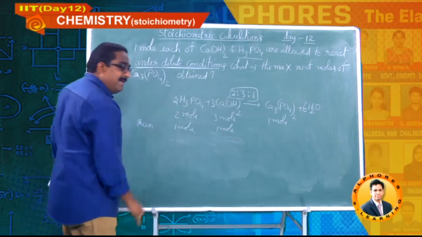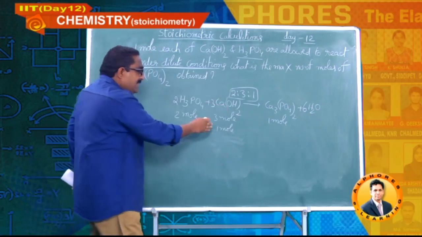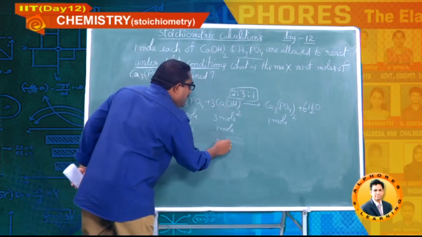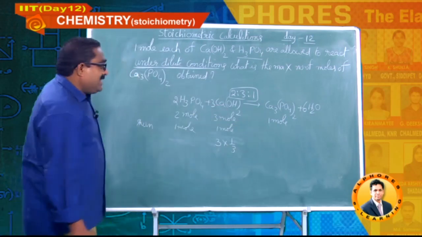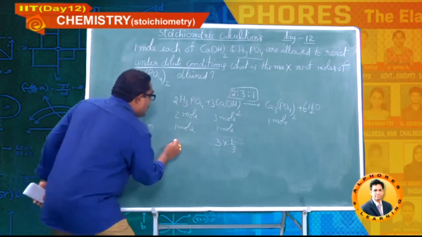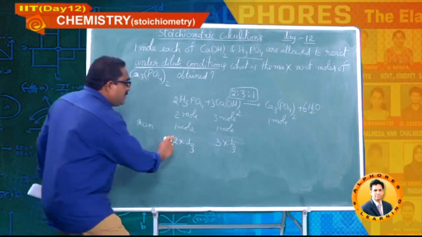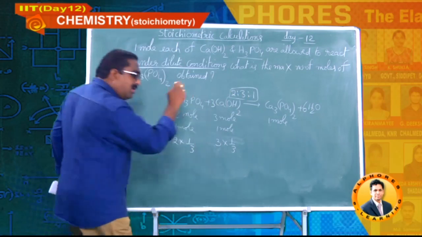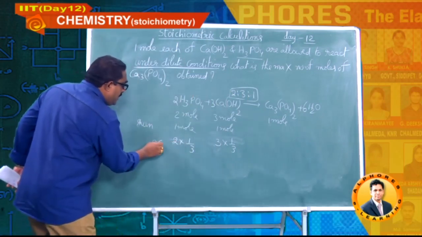Now, see what I will do. I will start with this. Let us check. I am going to make it as 3 parts. 3 into 1 by 3. Mole ratio is 2 is to 3. So here it should be 2 into 1 by 3, because the mole ratio should not be disturbed. 2 is to 3 only. 2 by 3 means how much, students? Approximately 0.67.